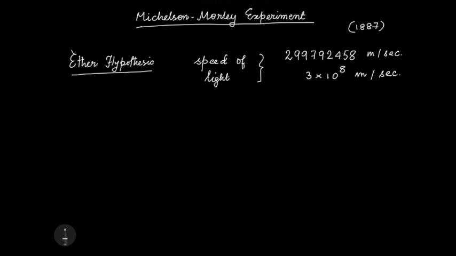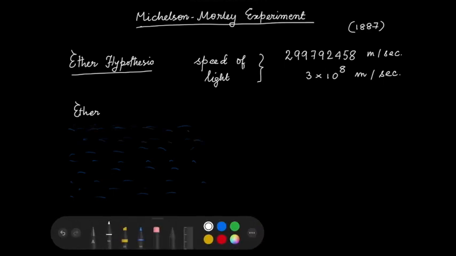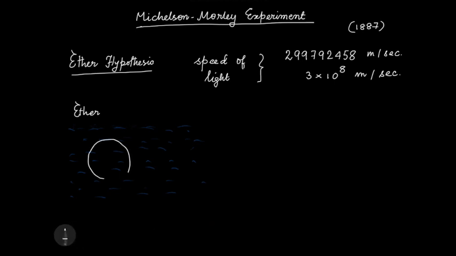Today we'll see an experiment which tried to use this hypothesis and measure the speed of the earth with respect to the ether. The idea is the following: you have this ether medium. Assume that this ether medium is everywhere. It's literally everywhere. Whether you are there or not, the medium is there. That is what I am trying to depict with these dots. And I have the earth, which goes around the sun, our home. It's going with a velocity v with respect to the ether medium.